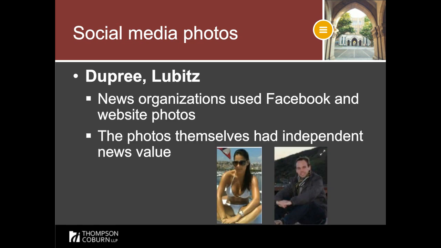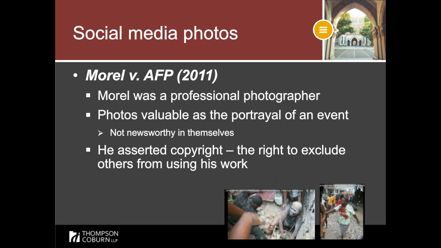In the Dupree and Lubitz cases, the photos had some independent news value. There was a real need to know what these two people who were at the center of headline news look like. So there was really more independent news value there. Now, in the case of the others, and Morel, while the photos were valuable as a portrayal of the event, they weren't newsworthy in themselves. There was no reason anyone had to see Morel's photos to know about the earthquake. There were other photos of the earthquake. There was other news of the earthquake. Morel's photos did not have independent newsworthy value.